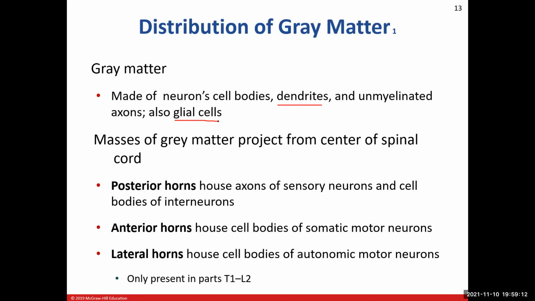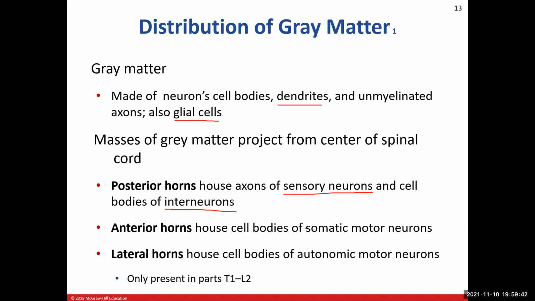When we're looking at the gray matter, think of it like an H, some people say a butterfly, in the center of the spinal cord. There are different components. The back portion, or the top part of our H, is the posterior horns. That's where we're going to see our sensory neurons and the cell bodies of any interneurons located in the spinal cord.